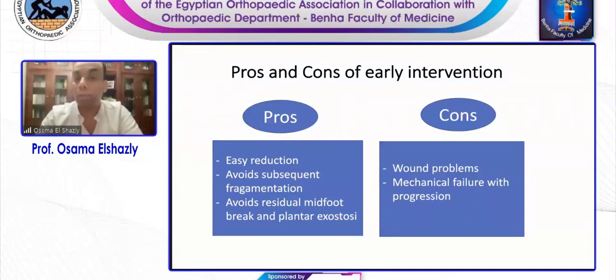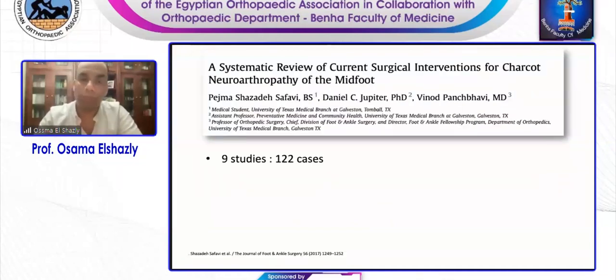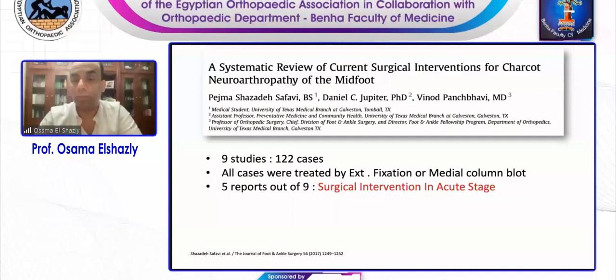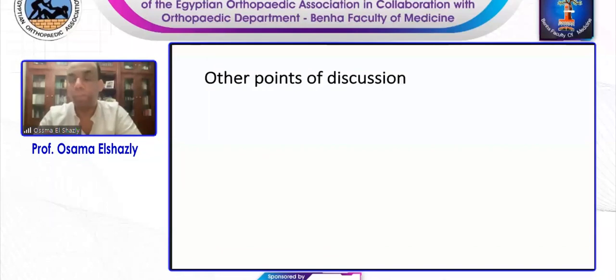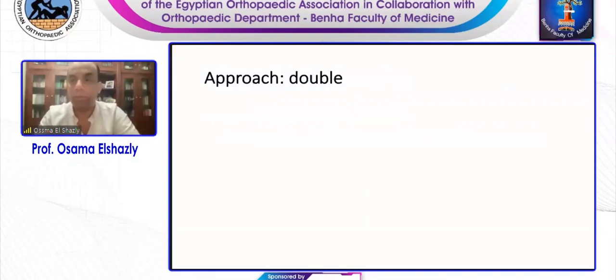I treated it because treatment at this stage may be easier for reducing the talonavicular joint. It will not be difficult for you. Also, it will avoid impending ulcers and wound problems. In the cases shown in literature, some papers about acute dislocation in diabetic patients prefer to do fixation rather than waiting and conservative treatment. Here also, we may have some discussion about the approach. Should we use a single midline approach, or a double approach?